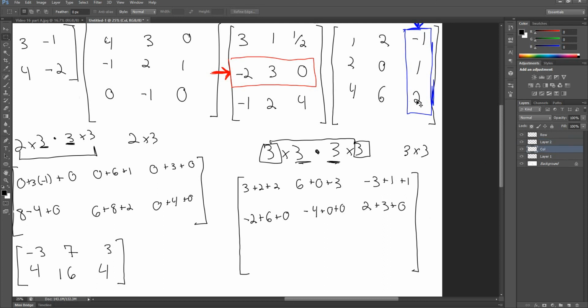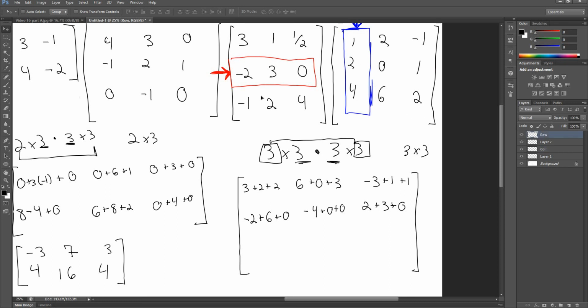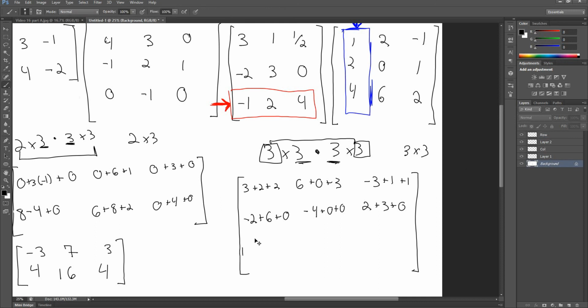And now we shift our column back over to 1, and we shift our row down to row 3. And then we repeat the process. So negative 1 times 1 is negative 1. 2 times 2 is positive 4. 4 times 4 is positive 16.